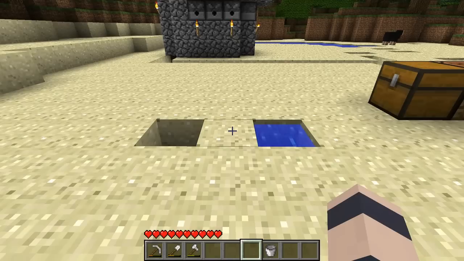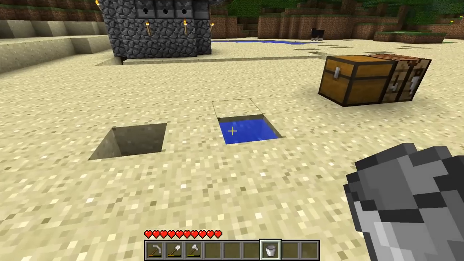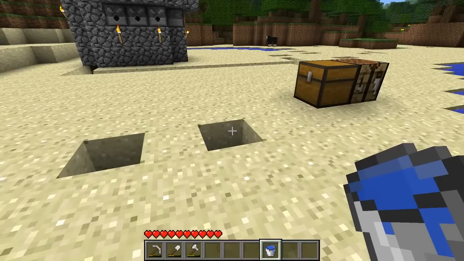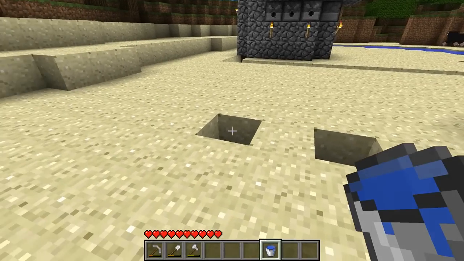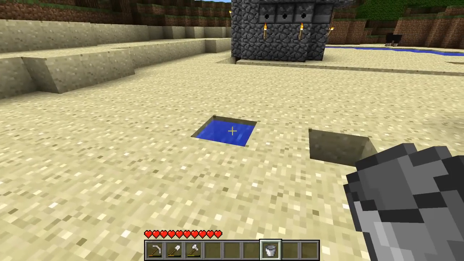Water can be moved using a bucket. Select your bucket, right-click on the water block. Your bucket becomes full of water, and right-click it again where you want to place it.